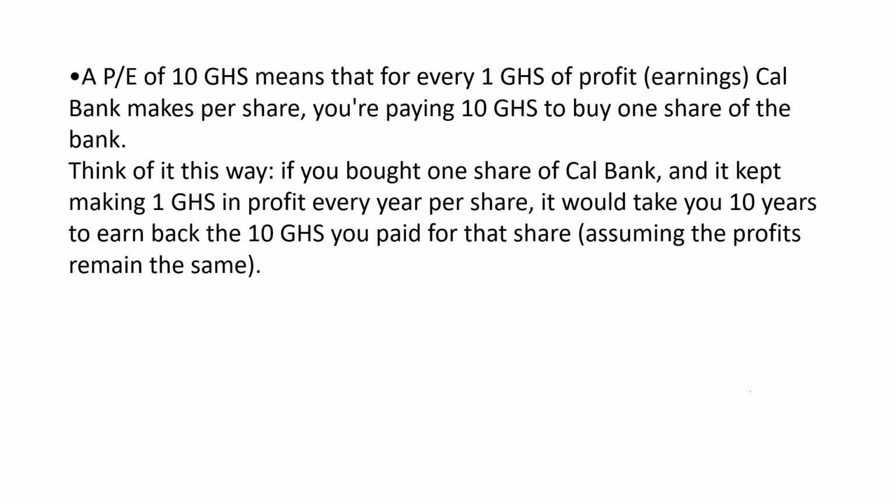Think of it this way. If you bought one share of Bank and it kept making 1 cedi in profit every year, it would take you 10 years to earn back the 10 cedis you paid for, assuming the profits remain the same. Okay, so this is the breakdown. The PE of 10 means that out of every 1 cedi of profit Bank makes per share, you are paying 10 cedis to buy one share of the bank. So you can take a second to also look at this page so that we continue.